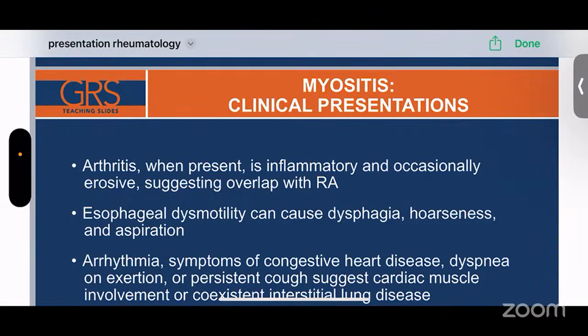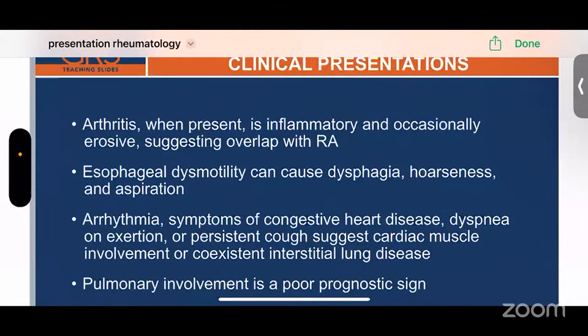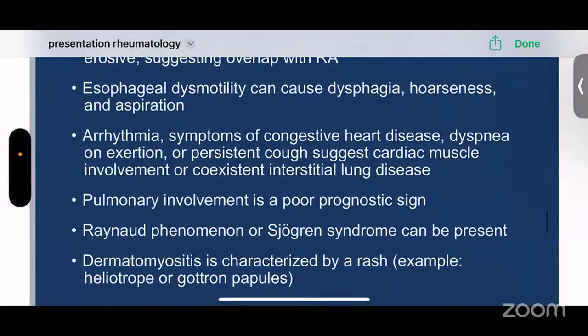In addition to that, arrhythmia, symptoms of congestive heart disease, dyspnea on exertion, or persistent cough suggest cardiac muscle involvement or coexistent interstitial lung disease. Pulmonary involvement is a poor prognostic sign if it occurs. Raynaud phenomenon or Sjogren's syndrome can also be present.